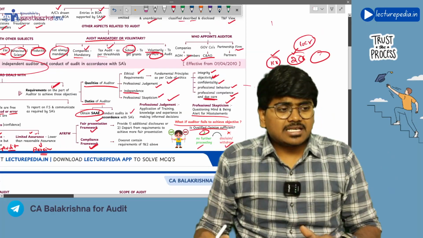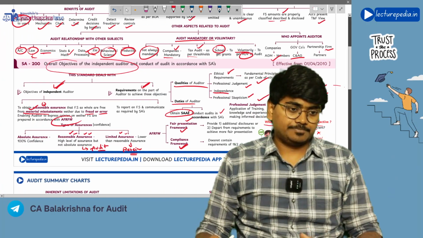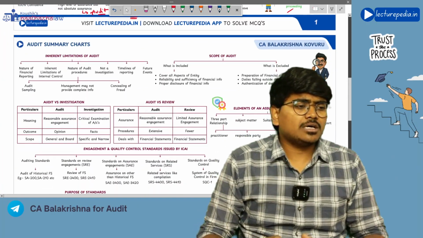So this is SA-200 as part of chapter number 1.